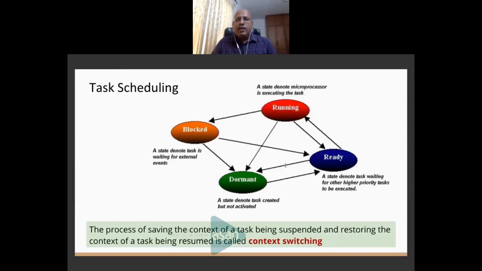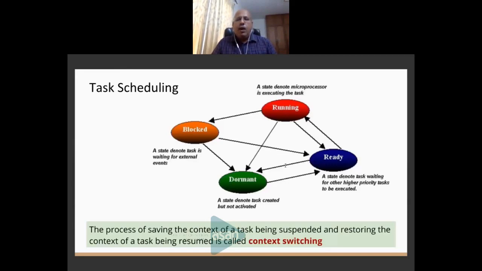And then the operating system, depending upon priority, because as I told you, in a multitasking situation there can be different priorities for different tasks, will take the highest priority task and push it to the CPU. Once it completes execution of its part of the code, it can come back to the dormant state. After a certain time, when it wants to go into the running state, first it goes to the ready state, and then depending upon the priority, it will be scheduled into the running state.